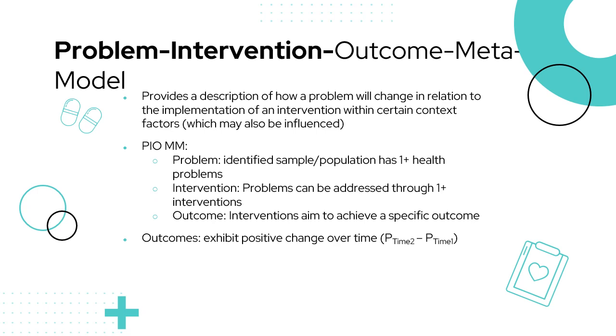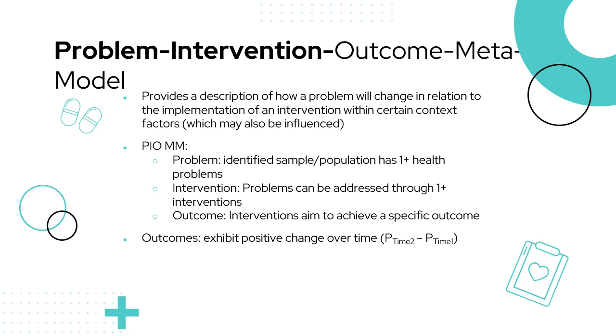So what it consists of: the problem, so in the identified sample or population, there's one or more health problems. In terms of intervention, these problems can be addressed through one or more interventions. And then the outcome: the interventions are aimed to achieve a specific outcome. So in our case, our sample or our population is going to be the residents of the long-term care home. Now they have one or more health problems, right? That might be influenza season, or there might be some sort of bacterial disease or infection that's spreading through the home. We can implement at least one intervention to tackle this problem.